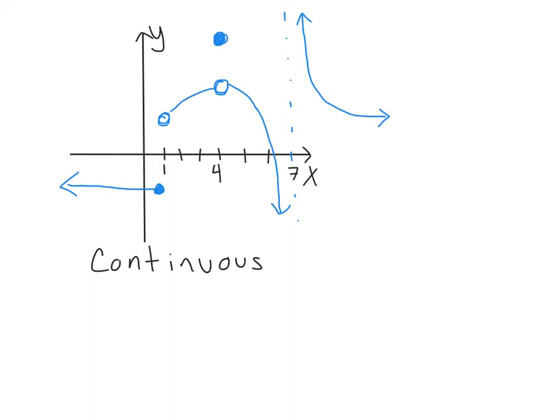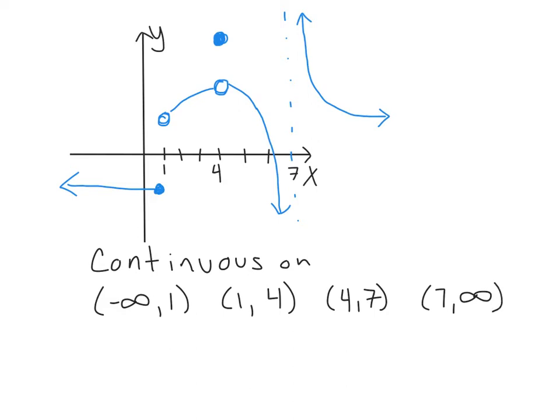So this function is continuous on, for example, -infinity to 1. It's not continuous at 1 because of that jump discontinuity. It's continuous on 1 to 4, again, not continuous at 1, not continuous at 4 because of that jump or that removable discontinuity. Then it's continuous on 4 to 7 and 7 to infinity. So since we have these four different intervals, we'll go ahead and connect them with a union symbol.